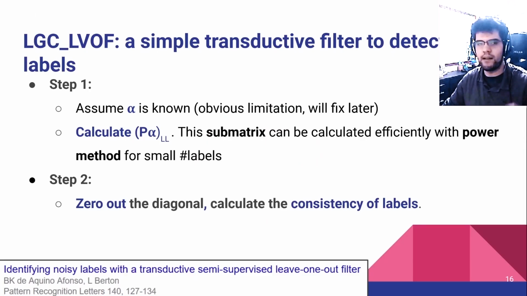Right, so back to the presentation, and let me tell you about our previous approach, identifying noisy labels with a transductive semi-supervised leave one out filter, named LGCLVOF. We just assume alpha is known, which is an obvious limitation. Then we calculate a propagation submatrix, that is, a subset of the propagation matrix corresponding to interactions between labeled instances. We can get away with this because if we look at the initial labels matrix, the rows corresponding to the unlabeled instances are all 0, so they do not contribute to anything. So we can calculate this matrix efficiently with a power method for a small number of labels. And once we have that, we just zero out the diagonal and calculate the consistency of labels.